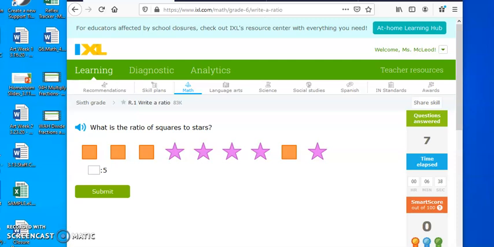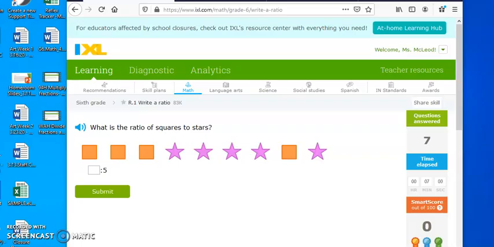Okay, sixth grade. So for this skill, we are going to write a ratio. A ratio is basically a comparison of two numbers or two amounts or two quantities. So you're simply comparing two different amounts of something when you're writing a ratio. We're going to do a few problems just to make sure that we understand how to write them out.